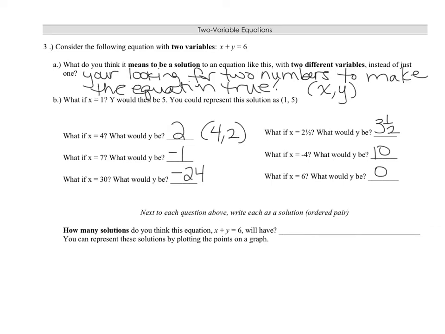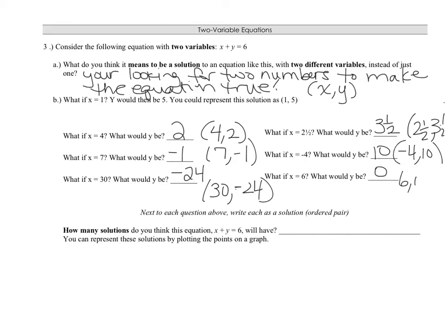(4, 2). Same with if x was 7, well, that would be 7 and -1, because 7 plus -1 equals 6. Same with if x is 30, well, it would be 30, -24 is your solution, because 30 plus -24 is 6, right? And so ordered pairs again for this next one would be (2.5, 3.5), (-4, 10), and then (6, 0).